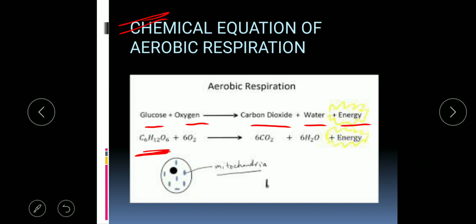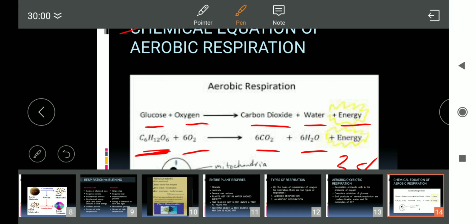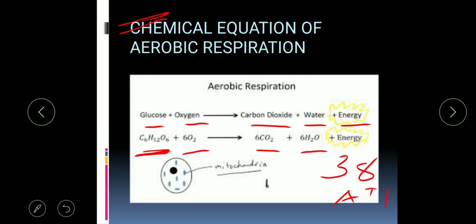Now, what is the molecular formula of glucose? That is C6H12O6. The molecular formula of oxygen is O2. So, one molecule of glucose combines with 6 molecules of oxygen. It forms 6 molecules of carbon dioxide, 6 molecules of water, and 38 molecules of ATP.